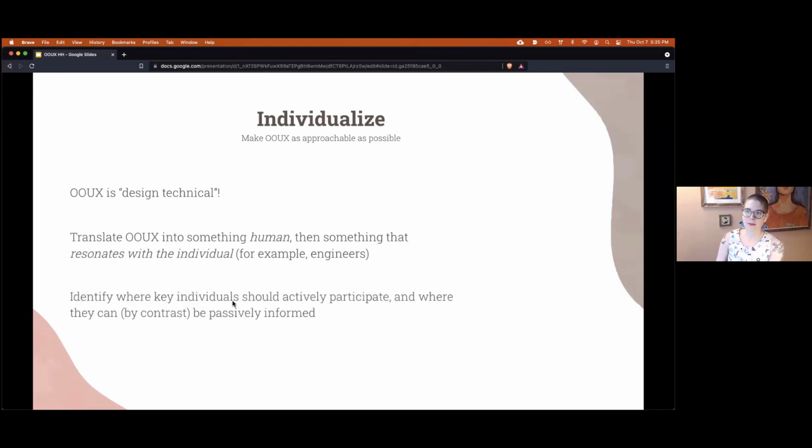And then finally, thinking about convincing people to attend their first OOUX workshop, I think it's really important to figure out where you need active participation versus passive participation. One of the really nice things about OOUX is that you don't have to do everything all at once. And I'll talk about that a little bit more in the next step. But if there are spots where you really need your product manager or your engineering manager to actively participate, you can communicate that and make it approachable because you're not requiring them to come along with you throughout the entire journey.